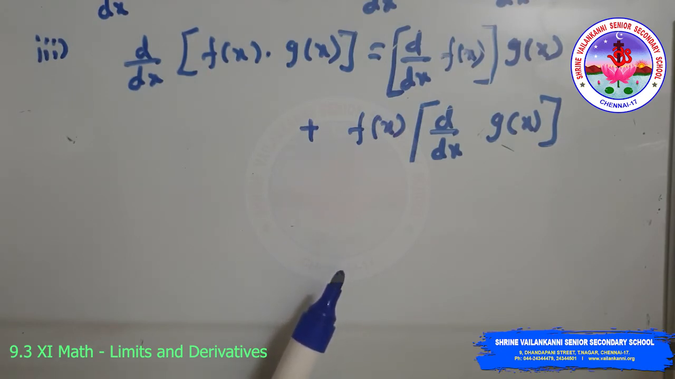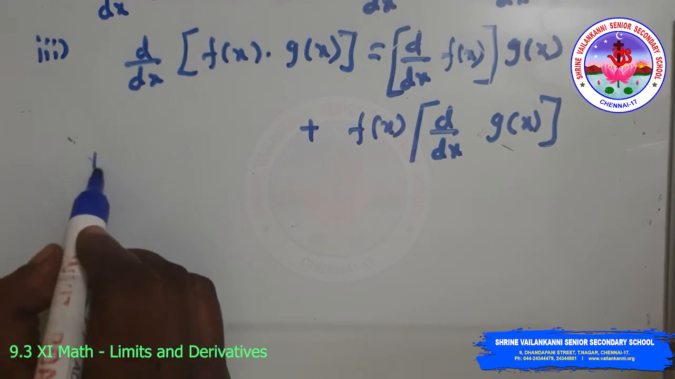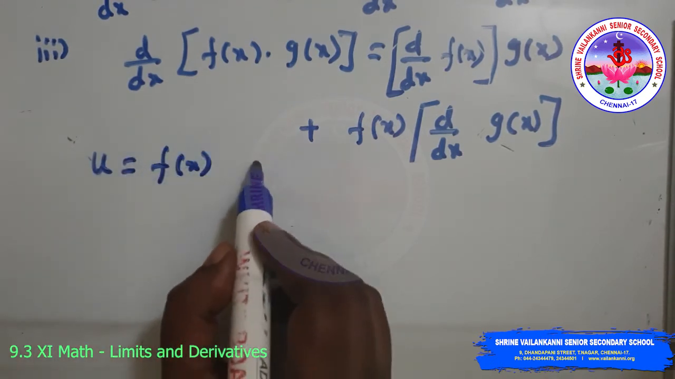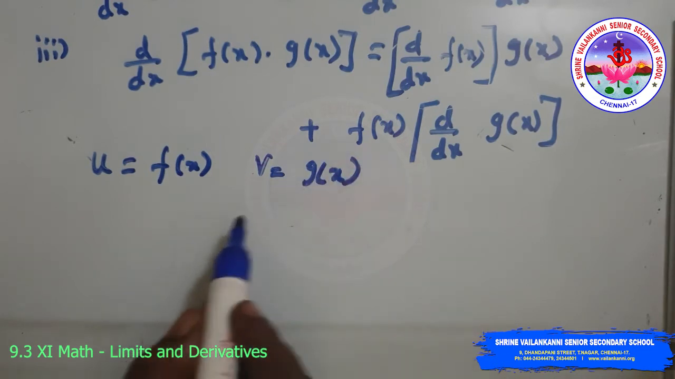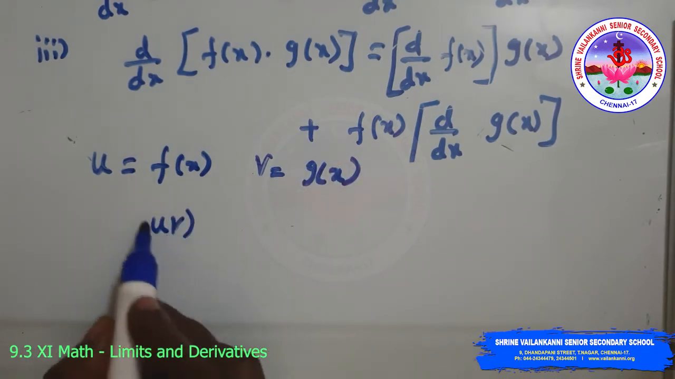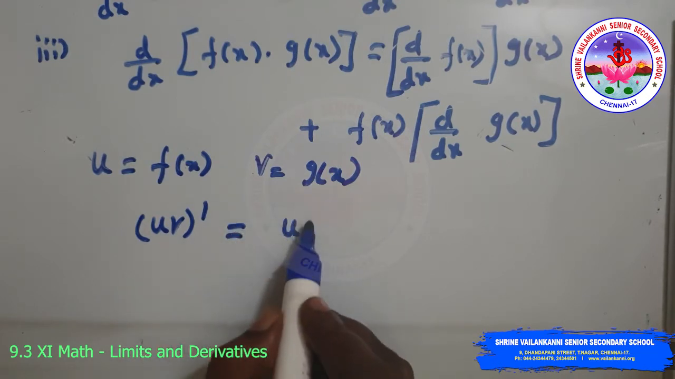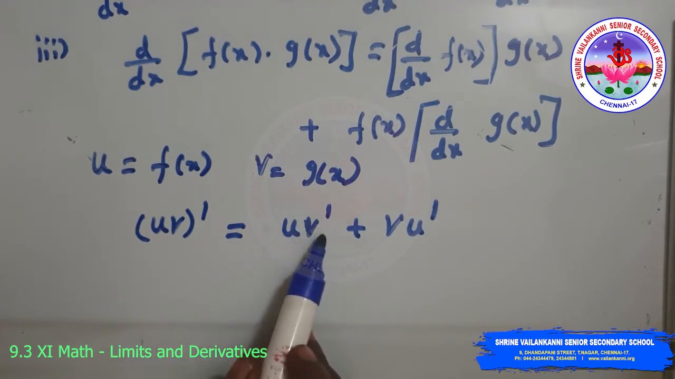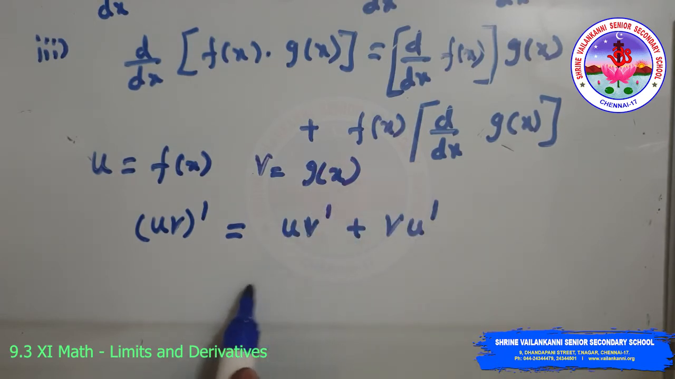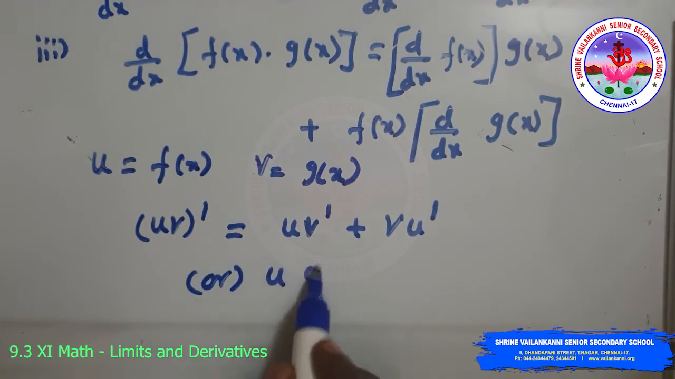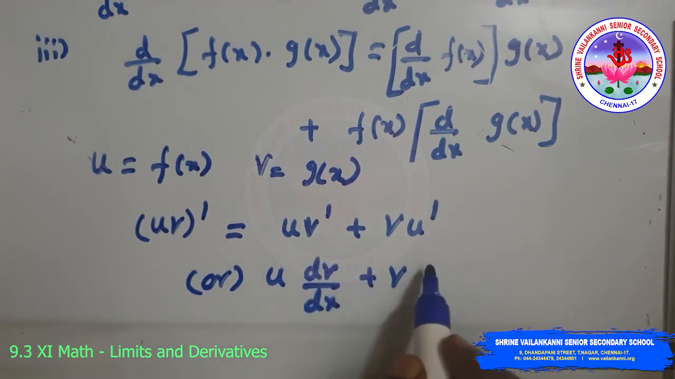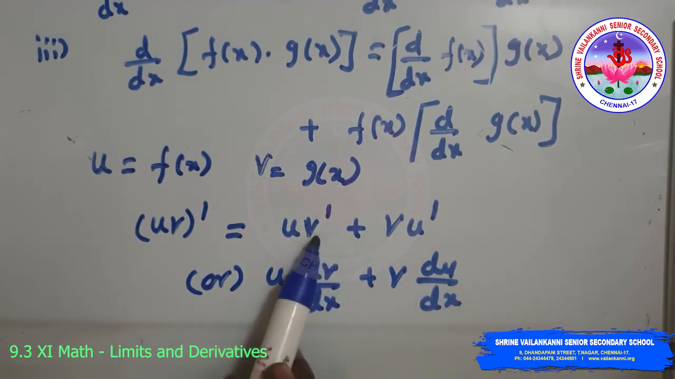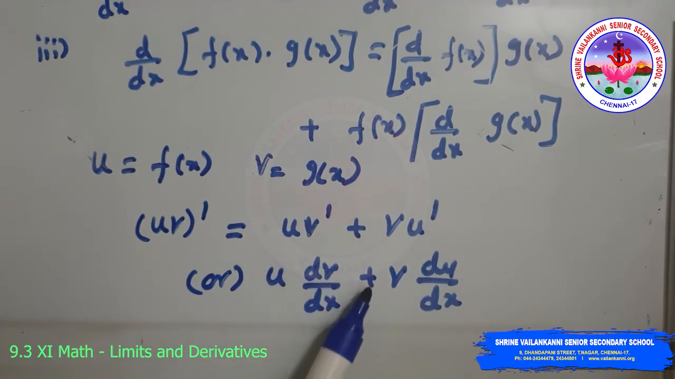This statement can be restated like u equal to f of x and v equal to g of x. Then we can rewrite this as uv whole dash, which is equal to u into v dash plus v into u dash. V dash refers to d by dx of v. So this can also be written as u into dv by dx plus v into du by dx. So v dash means we have to differentiate once.